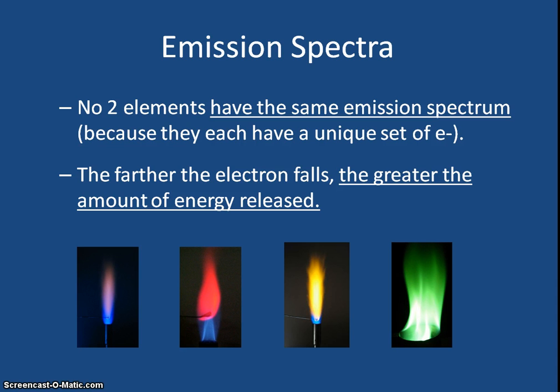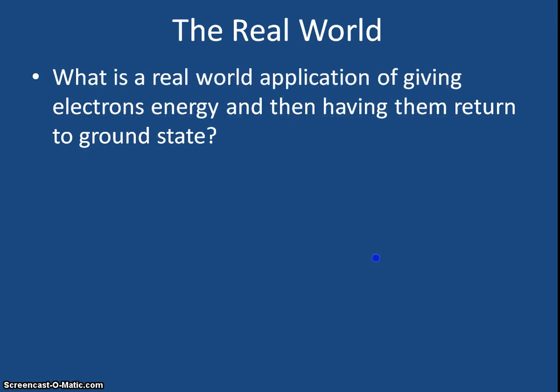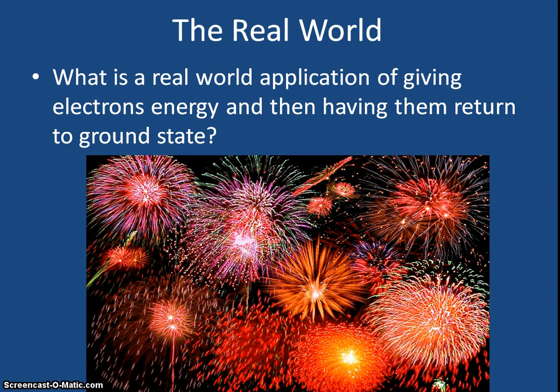And the farther the electron falls, the greater the amount of energy is released. And this is the exact science behind what we do in the real world when we light fireworks. So the fireworks that you see are actually electrons that have been excited and are falling back down to the ground state. And as they fall back down to ground state, they're releasing that energy that they gained. And scientists or pyrotechnicians can choose the colors they want based on the chemicals, because each element has its own color.